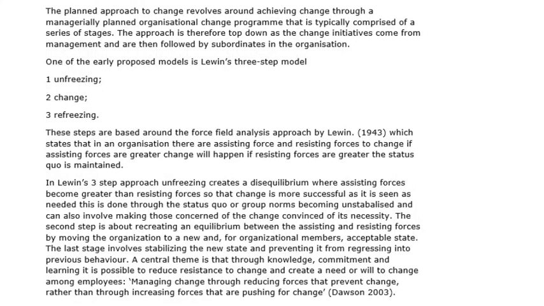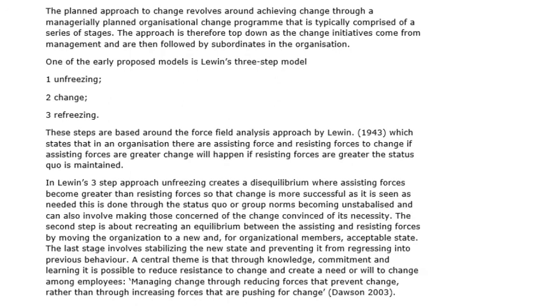The planned approach to change revolves around achieving change through a managerially planned organisational change programme that is typically comprised of a series of stages. The approach is therefore top-down, as the initiatives come from management and are then followed by subordinates in the organisation. One of the early proposed models is Lewin's three-step model of unfreezing, change, refreezing.